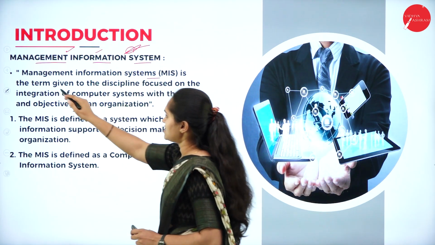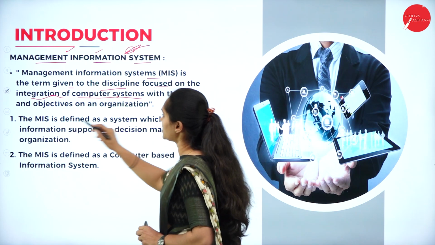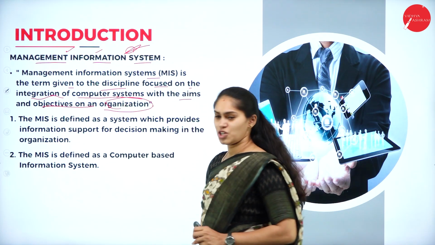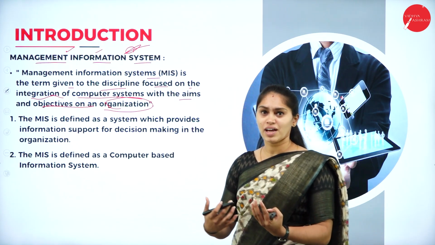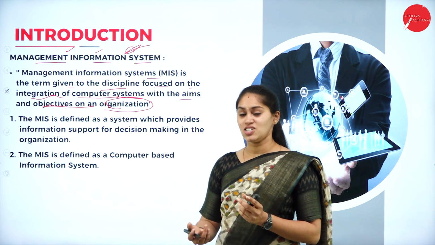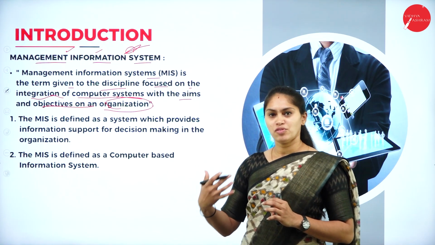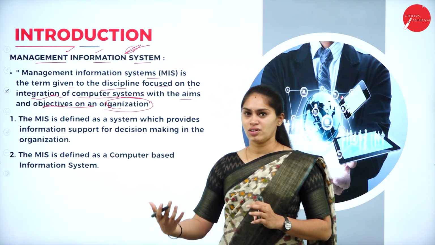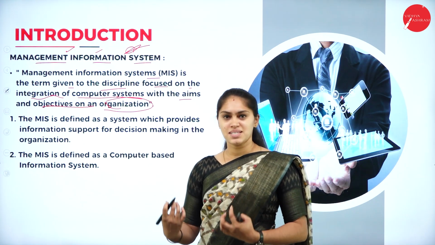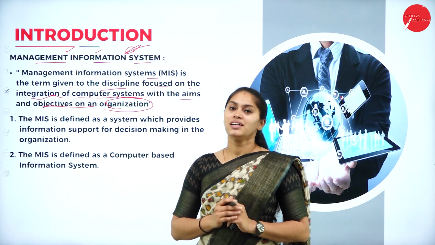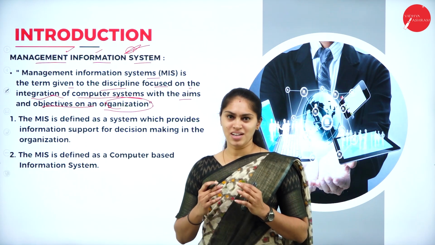Then what is its definition? MIS is the term given to the discipline which is focused on the integration of computer systems with the aims and objectives of the organization. So here we are focusing on the organization's terms and conditions, and also on the objectives of the organization. Along with that, I have a computer system. What are the activities we are performing in the organization, enterprise or firm? For that purpose, we have this computer system. I make decisions and systematically handle the information with the help of the computer system. That discipline is termed as MIS, or Management Information System.